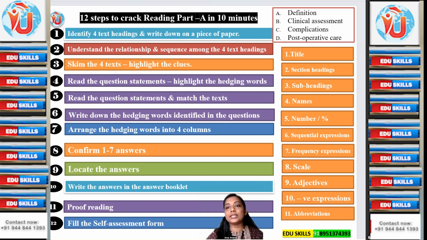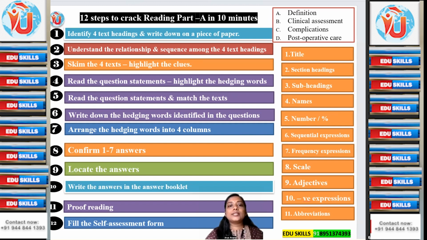Skim for these: title, section headings, subheadings, name, number, percentage, sequential expressions, frequency expression, scale, adjectives, negative expression, abbreviation. All those things you have to search for in your text. When you are skimming, you can see all those things, and whatever you see, you can mark.